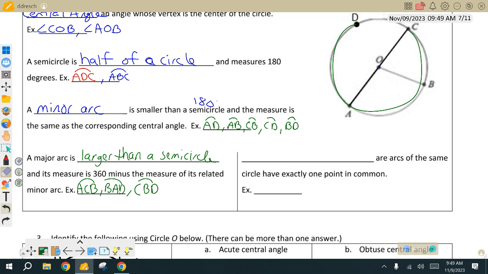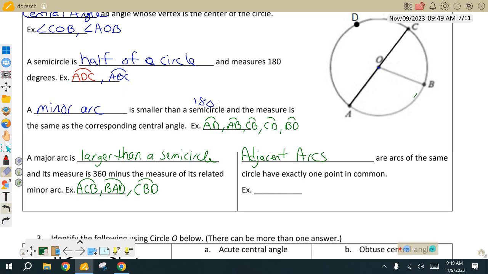All right, last one. Last vocab word there. Blank are arcs of the same circle that have exactly 1 point in common. We're going to bring in one of our vocab words from angles. They're sharing something in common. What's one of our vocab words where we shared something with angles? So we have adjacent arcs, which makes sense. Just like adjacent angles, we have adjacent arcs. They're sharing a point in common.